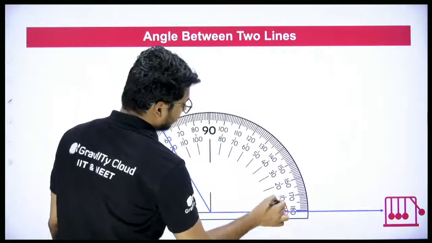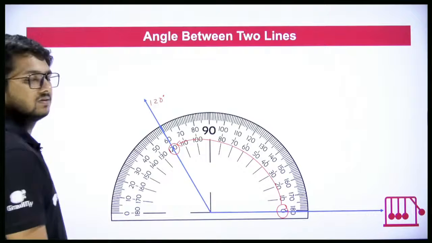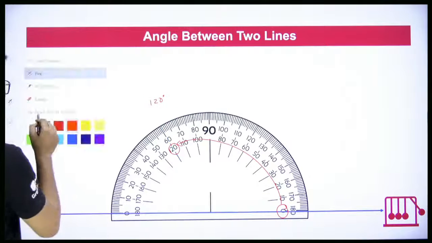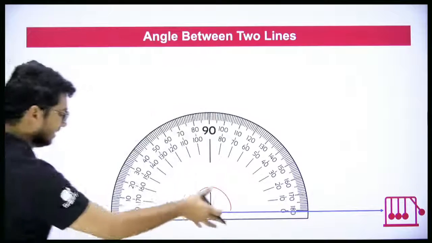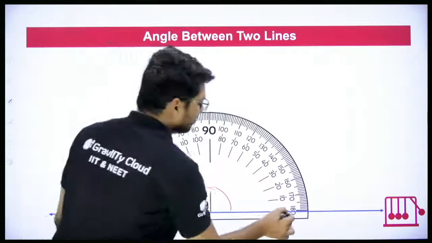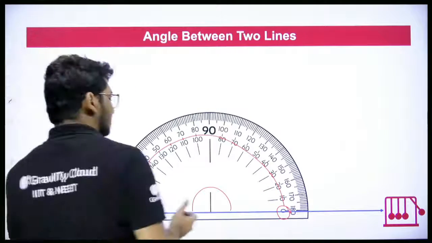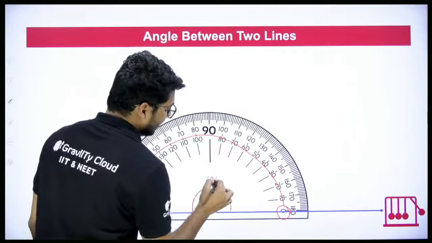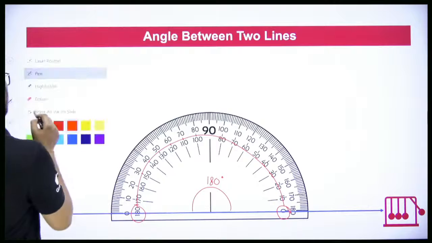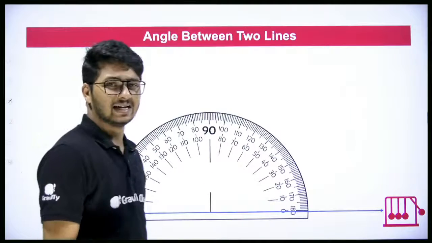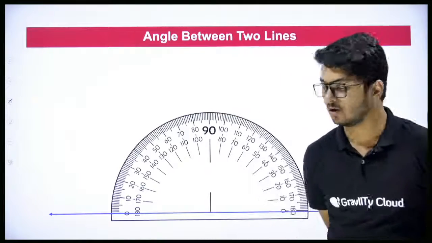Then what about this? We are starting at 0 and going until 120. So it is 120 degrees. Then again, if I compare these two lines, one is towards right, the other is towards left. So we start from 0 and we are going until 180. So for a straight line, what is the angle? 180 degrees. So you understand all of this, or you get all the angles using what? Using a protractor. Got it?